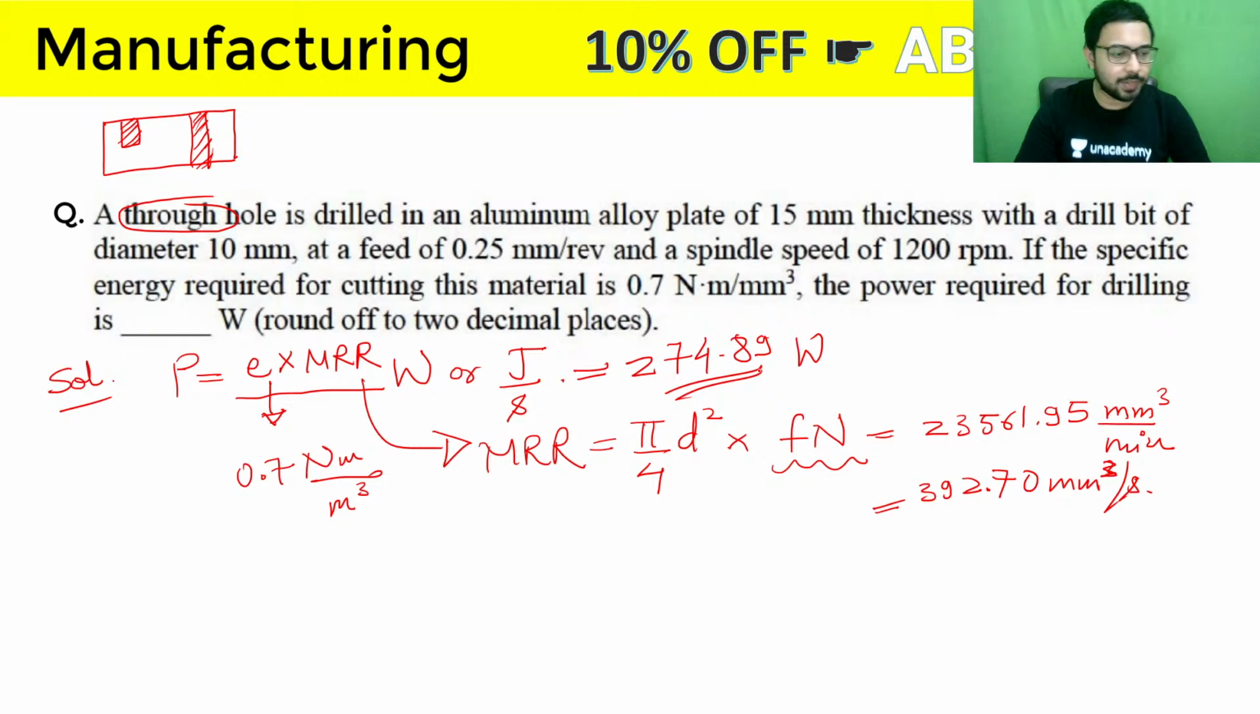So in this question, what we learned is, first of all, what is a through hole, and how specific energy and material removal rate can be used to calculate power for a drilling operation.